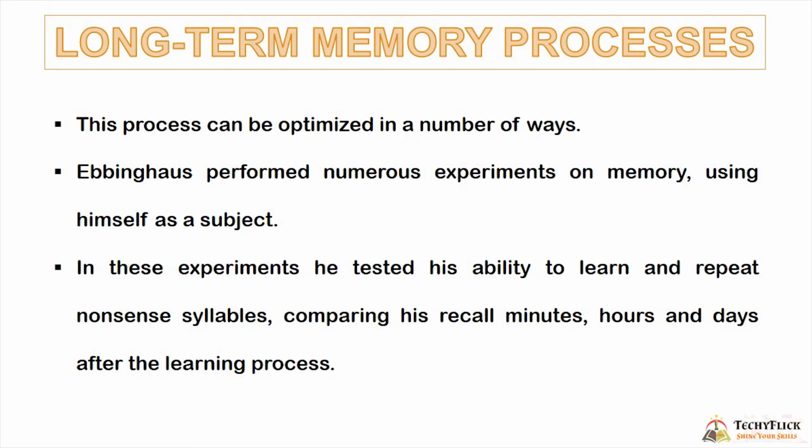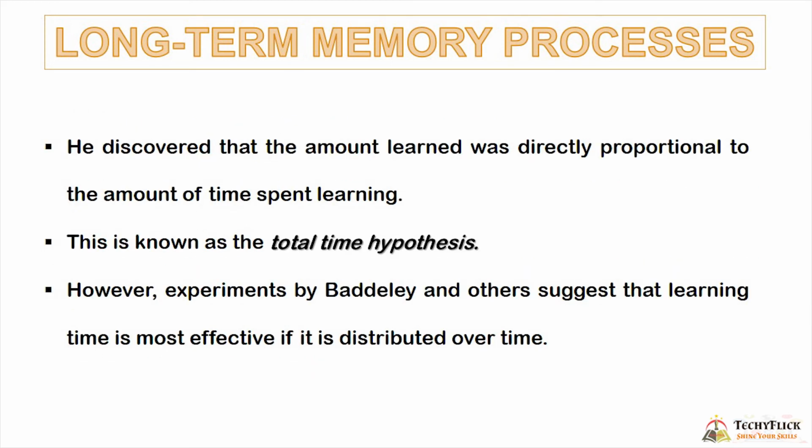This process can be optimized in a number of ways. There is a scientist, Ebbinghaus, who performed numerous experiments on memory using himself as a subject. In these experiments, he tested his ability to learn and repeat nonsense syllables, comparing his recall minutes, hours, and days after the learning process. He discovered that the amount learned was directly proportional to the amount of time spent learning. This is known as the total time hypothesis.